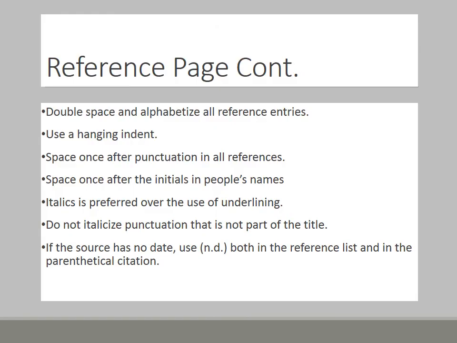So before we start looking at specific reference examples, let's look at a few rules you need to consider. You still double space everything, and all reference entries are alphabetized. Use the hang indent. This is where you are to space once after punctuation. You do this in all parts of the references. You space once after initials of people's names. This is something that people like to mess up.